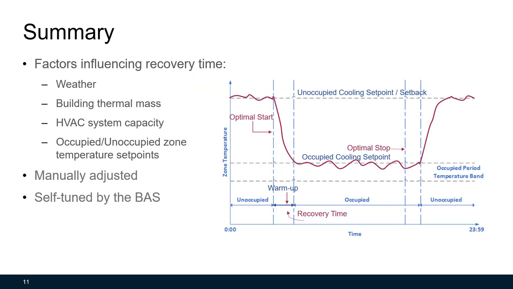So, optimal start can save about 5 to 10% building energy based on the PNNL simulation study on advanced controls. Factors influencing the recovery time calculation include weather, building thermal mass, HVAC system capacity, and occupied and unoccupied zone temperature set points. Optimal start time can be manually adjusted and can also be self-tuned by the building automation system.